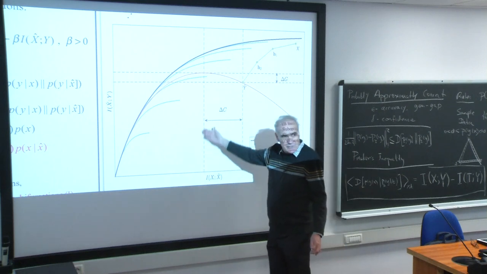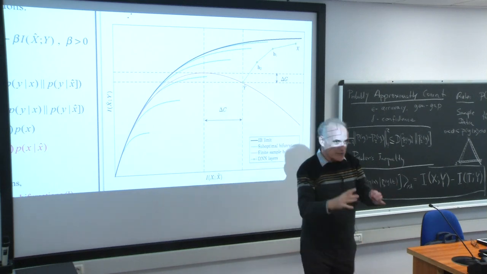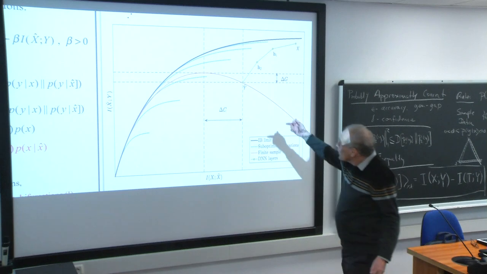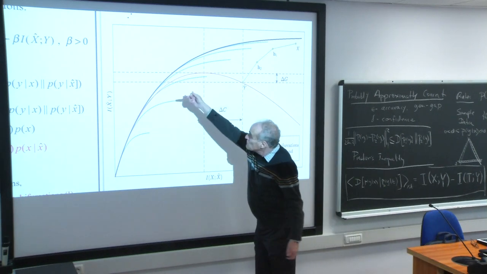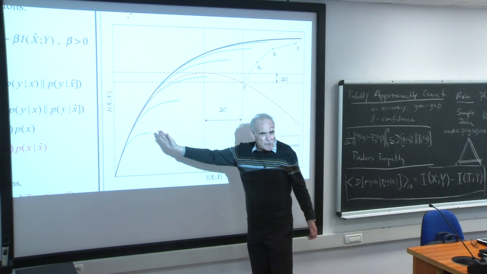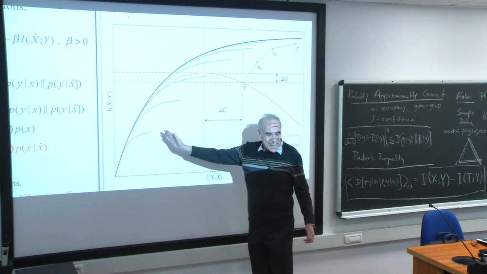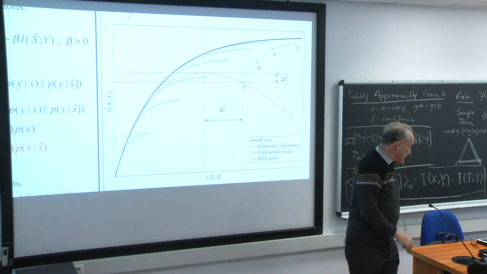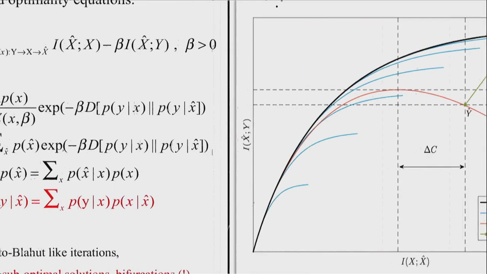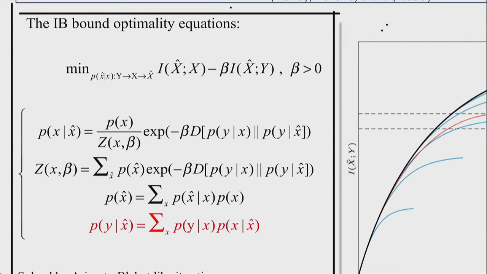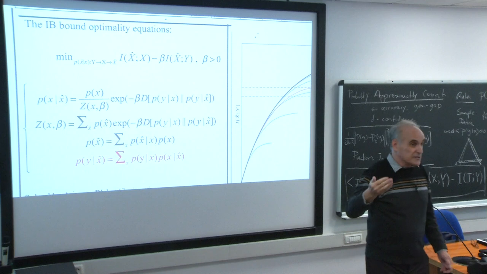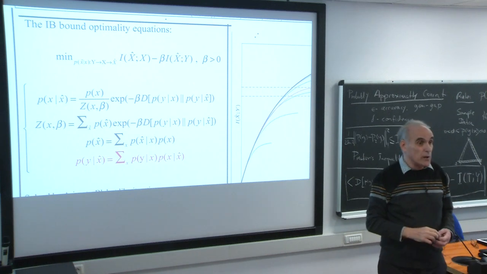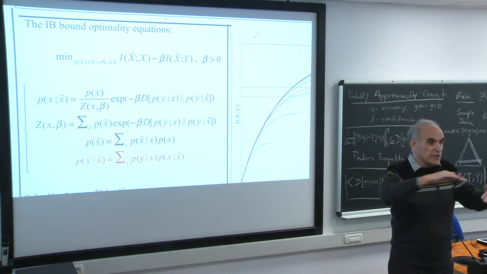I call this the compression of the representation. Or in other words, what is the minimum compression, or the maximum compression? I mean, the minimum I(X;X̂) that you can get at a certain level of I(X;Y). So this is a very simple variational problem. What you do is minimize I(X̂;X) over all possible encoders, subject to a constraint on I(X̂;Y). This will give you the limit.